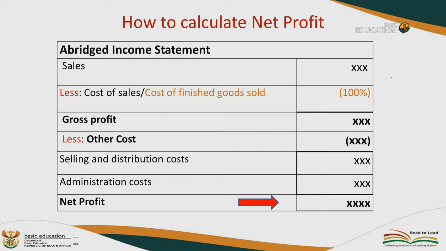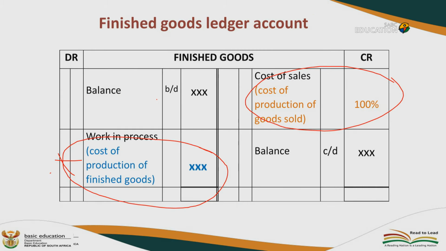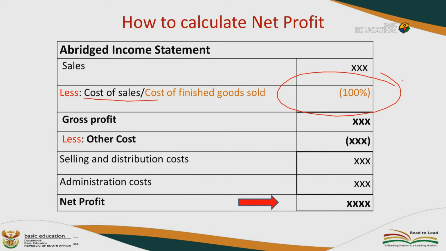Okay, here is the format of our abridged income statement. Remember, the main aim is to get your net profit. Remember, I said this 100%, which is your cost of sale, must be the same as your finished goods ledger account cost of sale amount. Hence, the colors are the same. This 100%, I repeat, my dear learners, please capture that one. The 100% of cost of sales must be the same as the 100% on your abridged income statement.